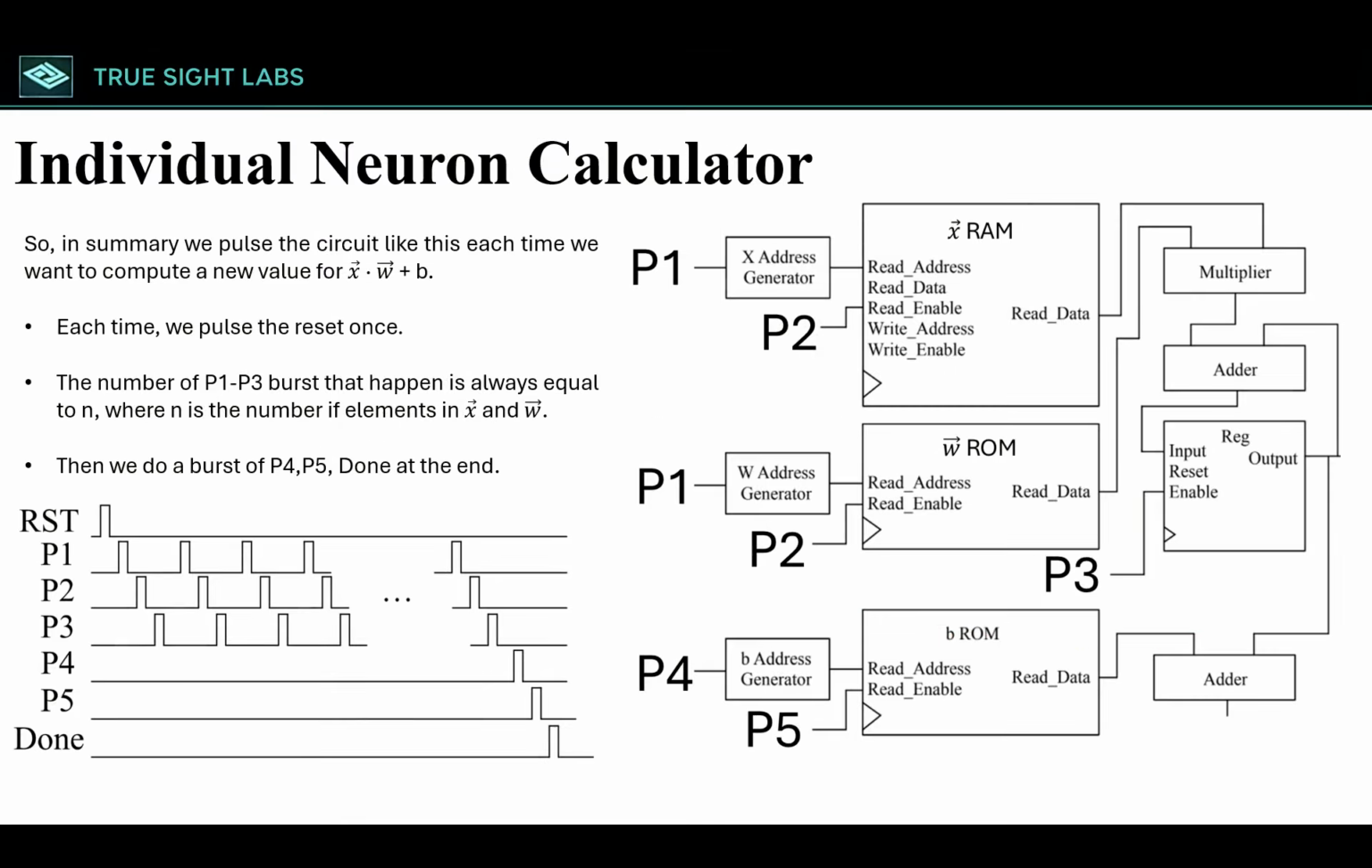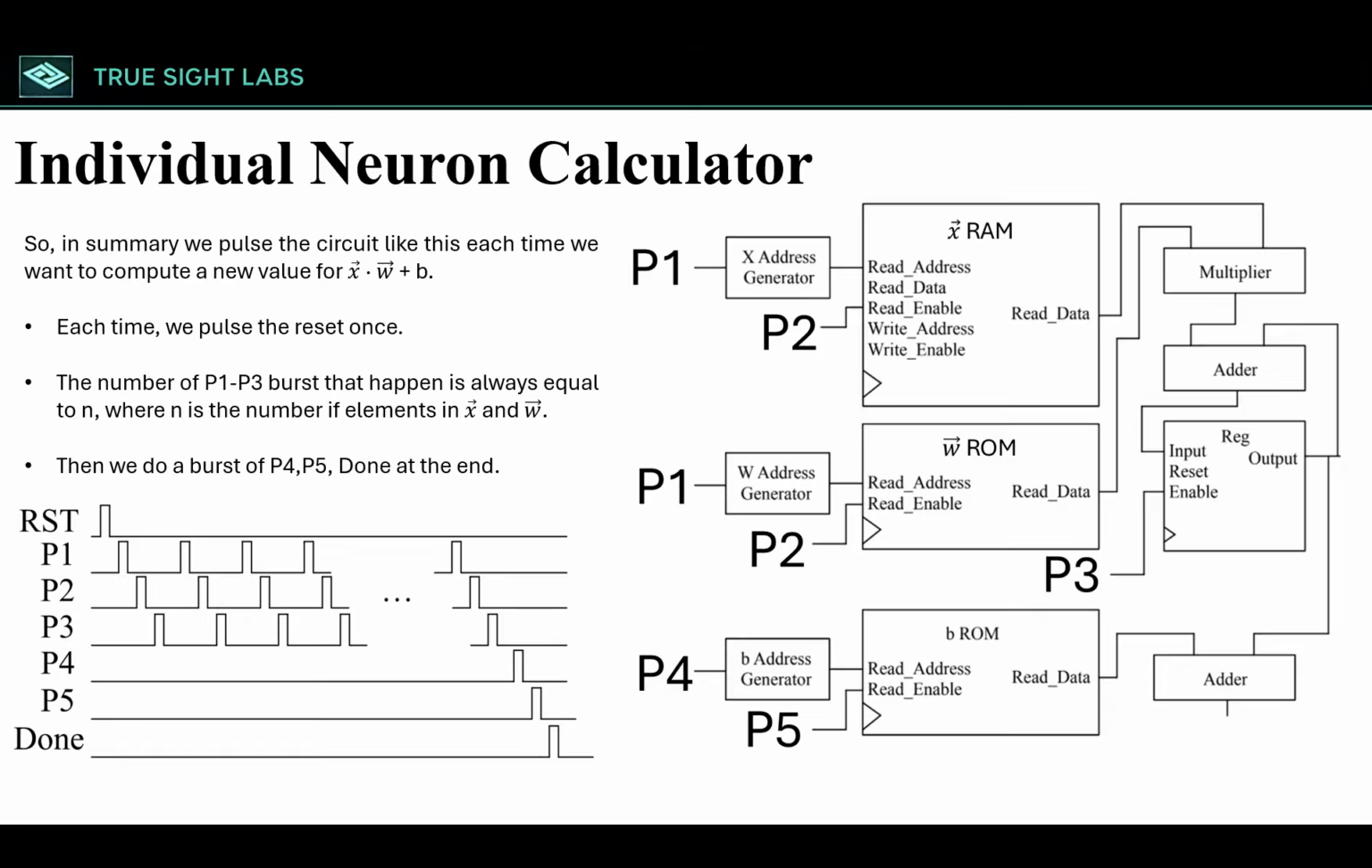So let's summarize how this Neuron calculator runs from start to finish. You pulse the reset input once to reset the address generators and the accumulation register to their initial states. Then to calculate the dot product, you pulse P1, P2, and P3 in a burst n times, where n is the number of elements in x and w vectors. Finally, to add the bias, you pulse P4 and P5 once. After pulsing P5, the Neuron output is complete, and the waveform below shows the general process used.